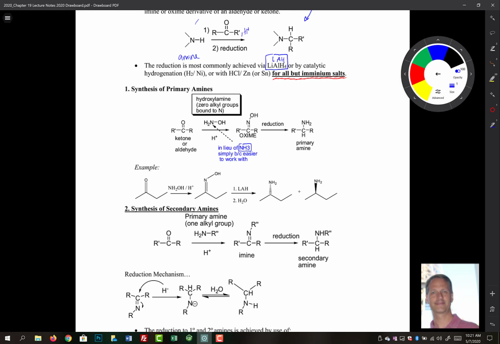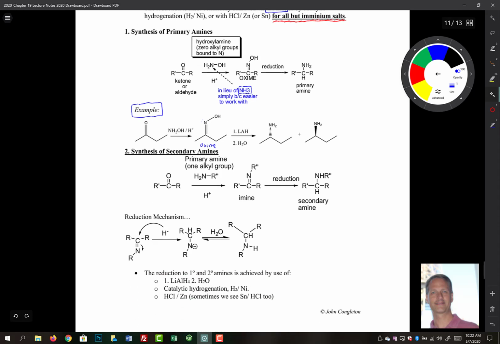So one way that we could do this, if we're thinking about multi-step synthesis, for example, is you could take 2-butanone, treat it with the hydroxylamine, add some H plus in there. You're going to get your oxime here. And then we do a reduction with LAH and H2O, and in this case, it gives us a mixture of enantiomers.